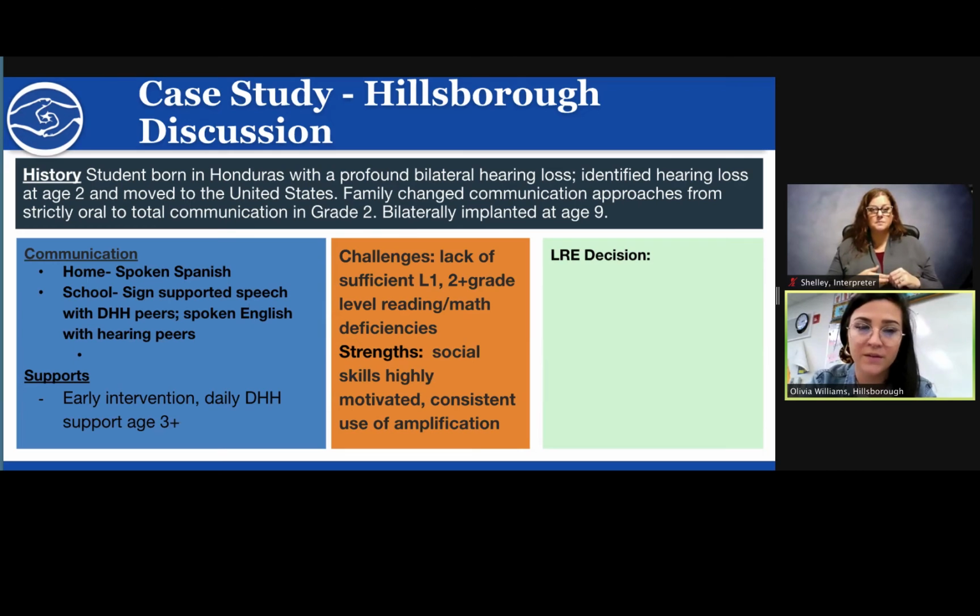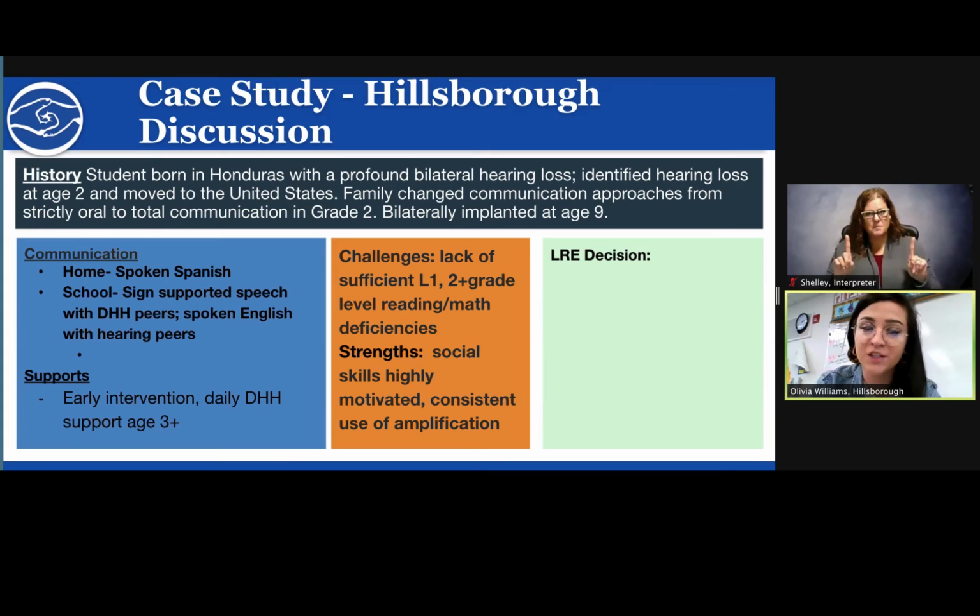He was bilaterally implanted with cochlear implants at the age of 9. So he has a really good foundation with spoken Spanish, spoken English, and he is really receptive and is making a lot of gains with the use of his amplification. He used an FM system in class as well as a sound field, and with the use of an interpreter has a lot of access to the classroom.